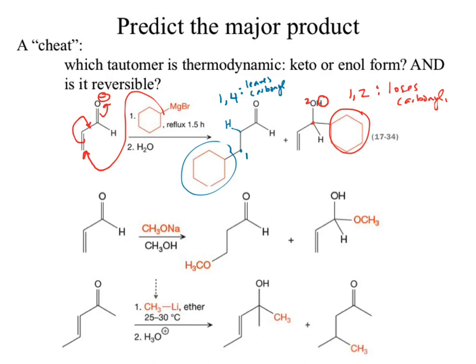Or we could reference the alkene part of it. The 1,2 keeps the alkene, the 1,4 keeps the carbonyl, loses the alkene. Okay. So for that first one, what do we think? Which should our product be? 1,2 or 1,4?